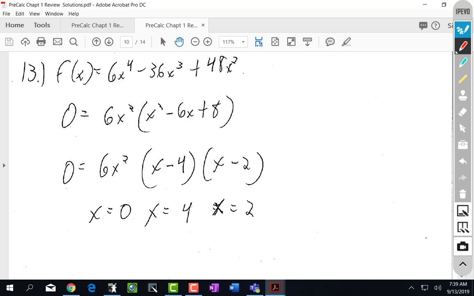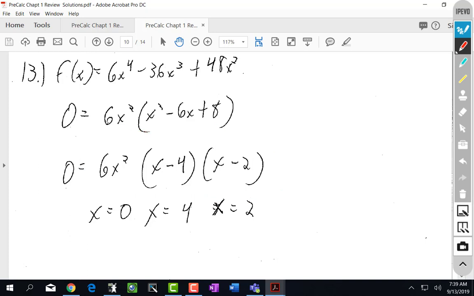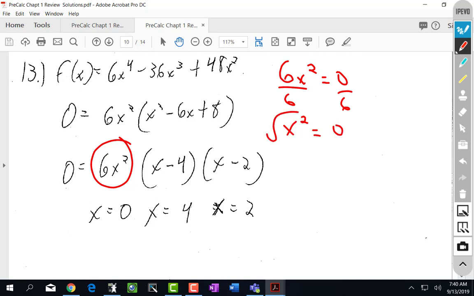So now I look at this. I know the factors of 8 that add to be 6, so I know my numbers are going to be 4 and 2. They both have to be negative, because a negative 4 and negative 2 gives me that negative 6. So then I factor down to my binomial, and I get (x minus 4) times (x minus 2). Now when I'm done doing that, I take each factor and set it equal to 0. So I got 6x squared equals 0. I divide by 6 and get x squared equals 0. I take the square root, and so x equals 0. That's the answer to my first factor.